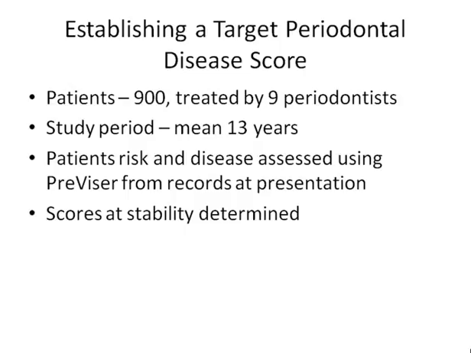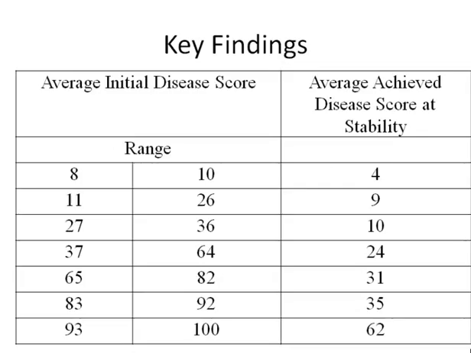In the study, patients were retrospectively Provisor assessed for risk and severity from baseline records at the point they entered the care of the periodontist. Scores were calculated from the records through a mean study period of just over 13 years, with the active phase of treatment extending over a maximum of 2 to 3 years, followed by extended maintenance to ensure stability. When published, the full paper will be posted to Provisor University, but for now, let's take a look at the important conclusions we can draw from this study.